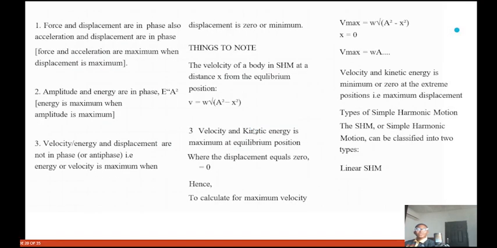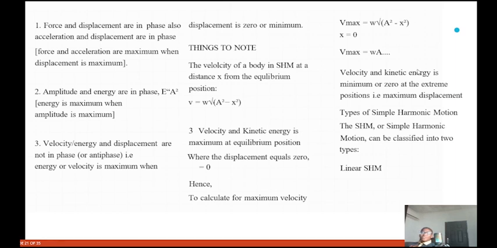So that was what that statement was trying to explain to us, that velocity and kinetic energy are maximum at the equilibrium position where the displacement equals 0. It has not moved at that point. So what will happen to v max then? x squared will be 0. Then v maximum is just omega multiplied by the amplitude, because x is 0.